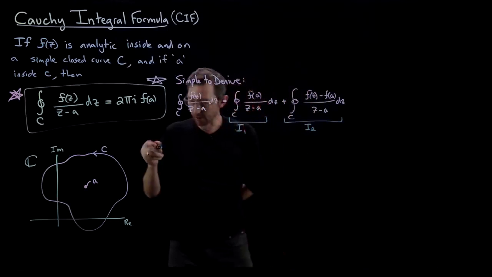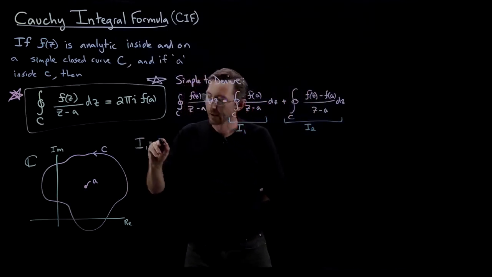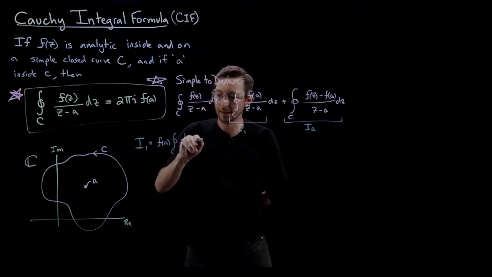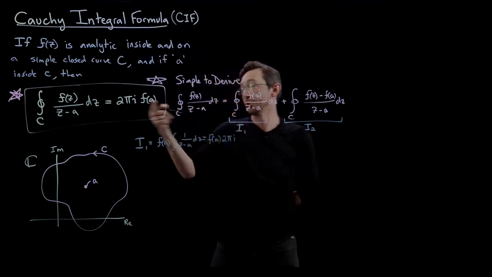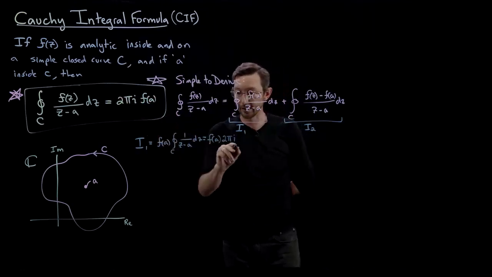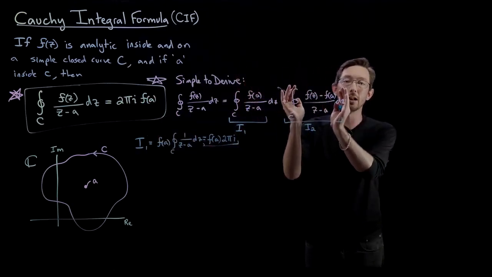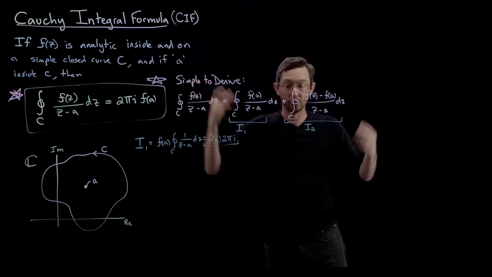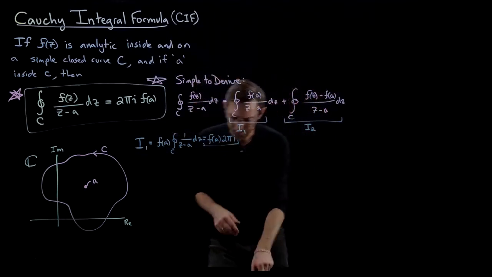So the integral I1 is obviously equal to f(a) times the integral of 1 over z minus a dz, which equals f(a) 2πi, which of course is what we are expecting, so that's good. And so all I have to do is show that this integral I2 equals 0, and I have proven what I need to prove. So now we need to show that I2 equals 0.